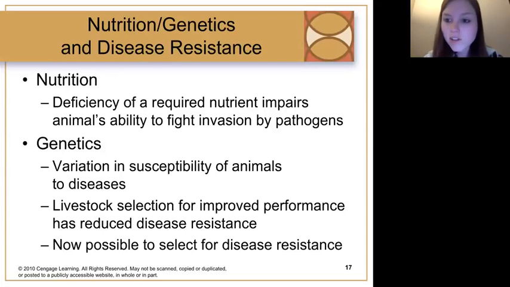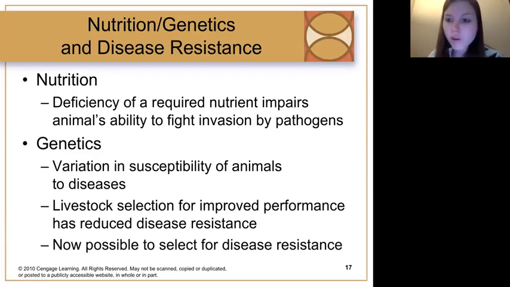So genetics can also play a big part in this. There's variation in the susceptibility of animals to diseases. So not all animals may be susceptible to the same disease. Not even all breeds. For example, some breeds of pigs were discovered to be resistant to a particular type of E. coli. And so once that gene was found, those animals could be selected, and producers started breeding for animals that were resistant to that type of E. coli. And so it's pretty interesting because that resistance popped up in certain breeds compared to others. The genetics can play a big role.